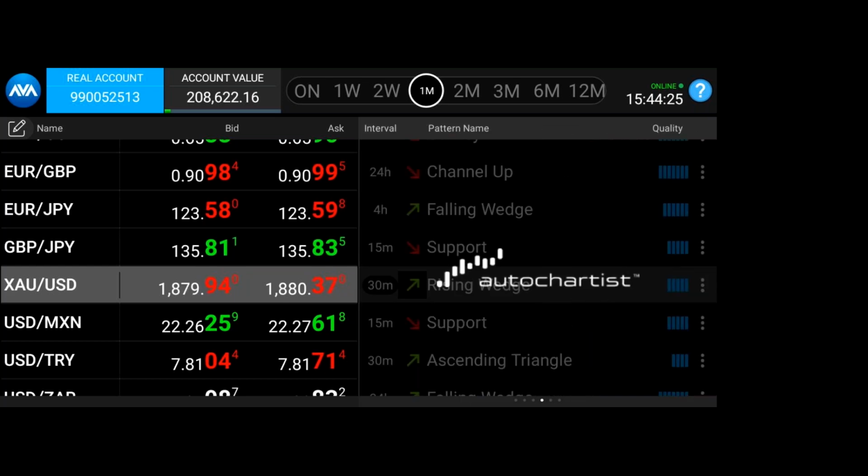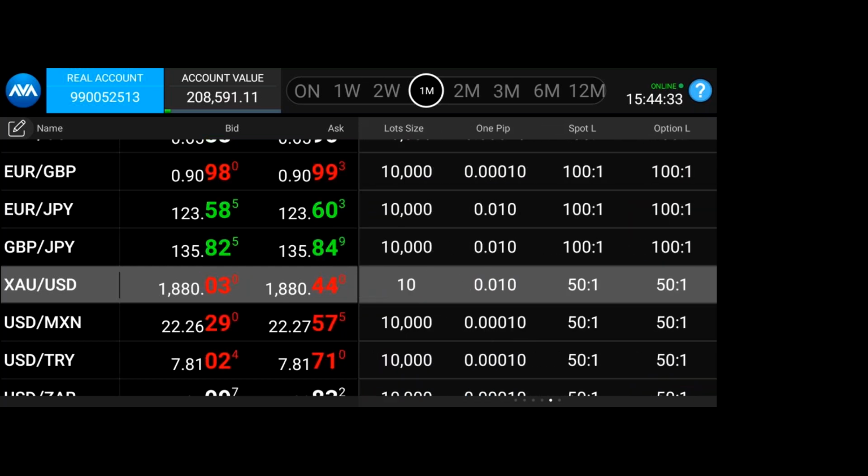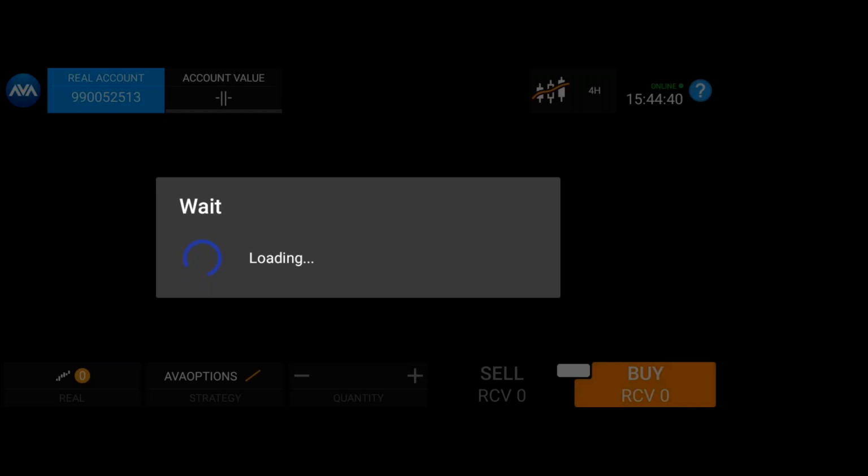The next panel shows us information, chart recognition signals from AutoChartist. We have a presentation already uploaded about that. It's a great tool. And then some information like the lot size and pip value and leverage. But let's go into an option. I'm going to click Eurodollar. It takes us to our unique trading screen.